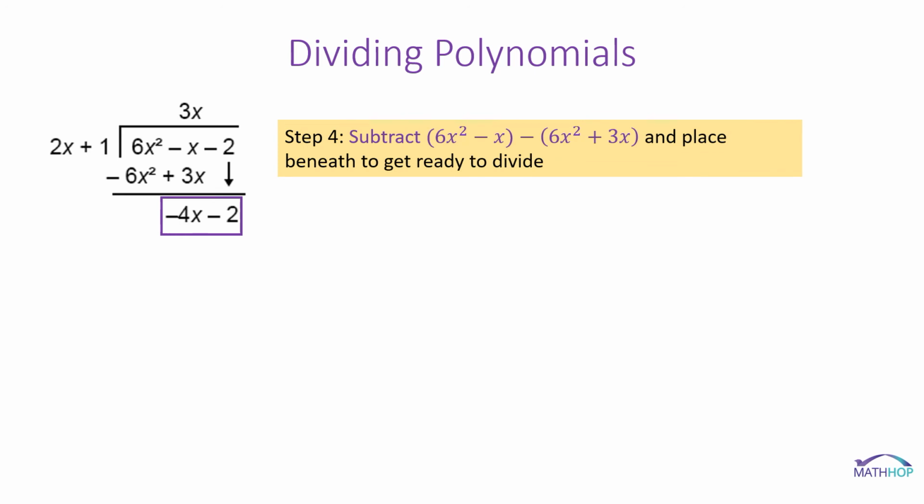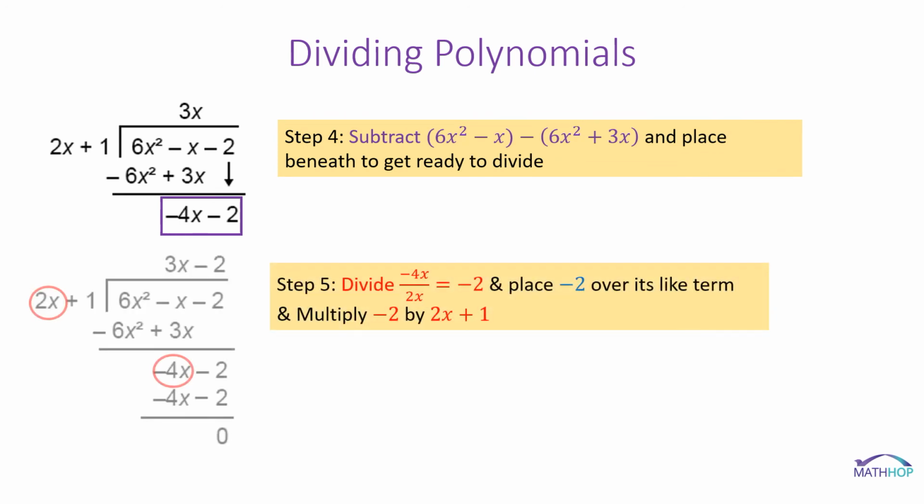Okay, so like I said, we are going to divide negative 4x by 2x. We will get negative 2. We place negative 2 over its like term. So we place it over the constant in the dividend. Then, like we did last time, we say negative 2 times the divisor is negative 2 times 2x plus 1.